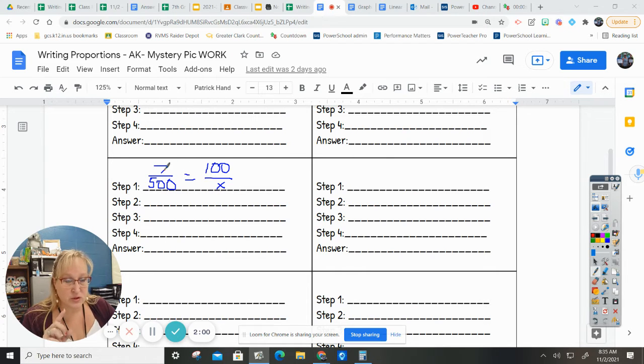Step 2 is going to be to cross multiply. So I'm going to multiply my 7 times my X and put it on one side of the equal. Then to do the other cross, I will do 500 times 100 on the other side. So 500 times 100. Step 3 is to multiply out what you can. Well, 7 times X is still going to be 7X, so I'm bringing that down. But I can do 500 times 100.